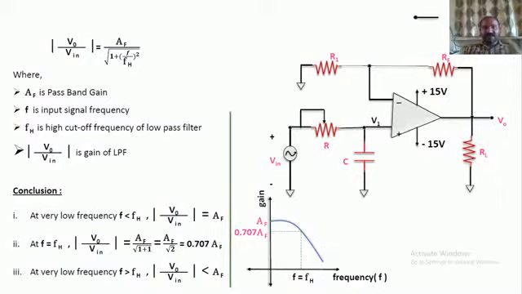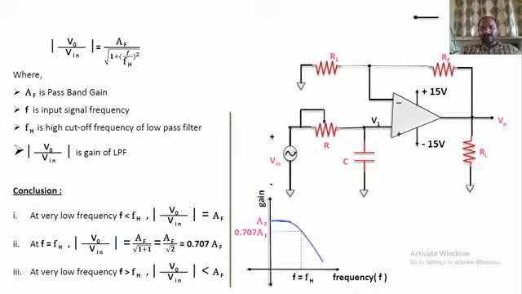Now we have seen the ideal characteristic graphs of our filters just a few minutes back: low pass filter, high pass filter, band pass filter, band stop filter. So this one is almost giving the low pass filter response only. So I can comment that this filter circuit is acting as a low pass filter. Here, as we have seen, AF is constant when the input signal frequency is less than the fh.